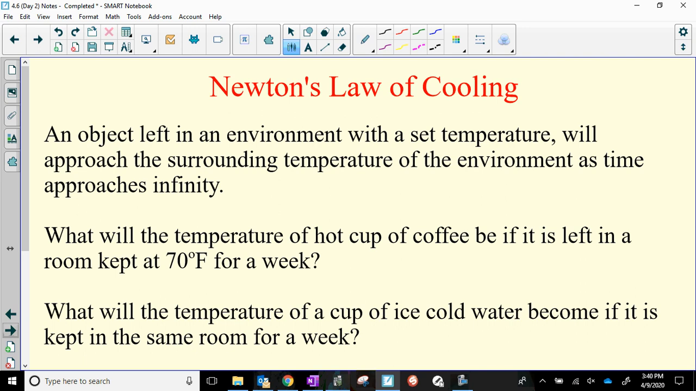So that's what we're saying. It's going to approach 70 degrees. Now the coffee, mathematically speaking, will always be a little bit more than 70 degrees. And the water will always be a little bit less. So what happens here is you've got hot coffee and it cools down quickly, then it slows down and approaches the room temperature. Or ice cold water warms up and approaches room temperature.